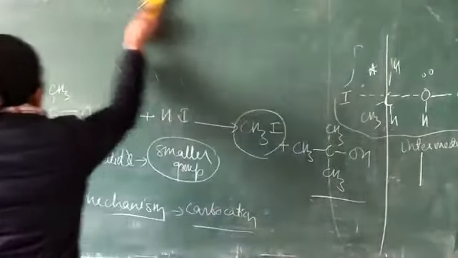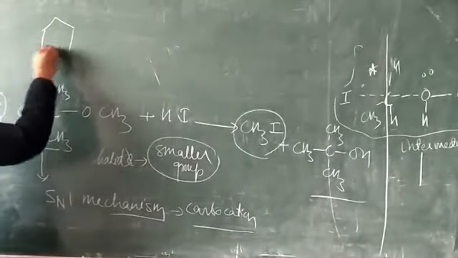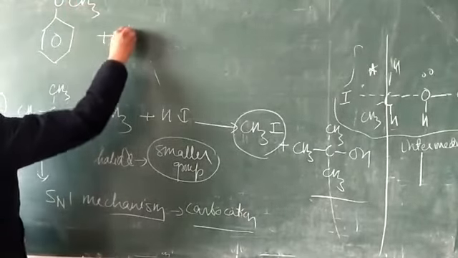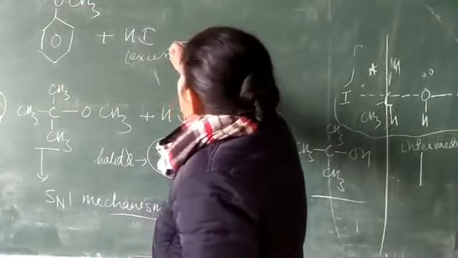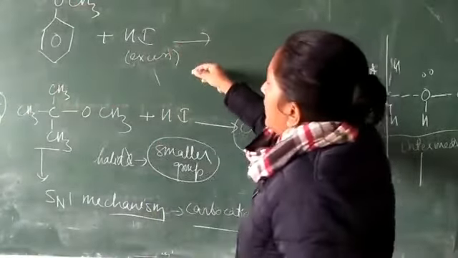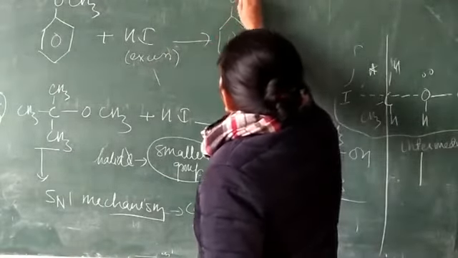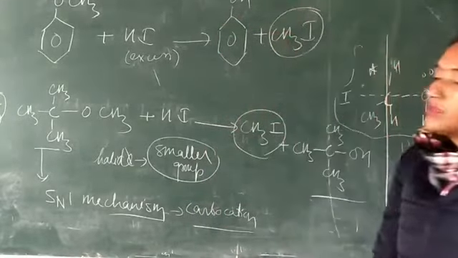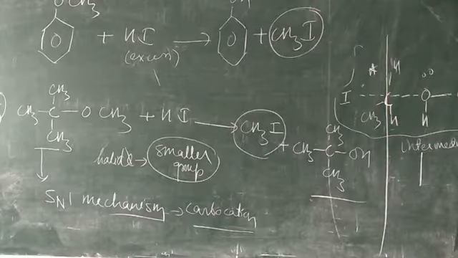So let me tell you here that if we have anisole, OCH3, and the HI reaction, with less or excess, whatever, we will have only one product. We will get the phenol form, and the iodide will move to the smaller sized alkyl group, right? So this is a very important reaction students, go through it properly.